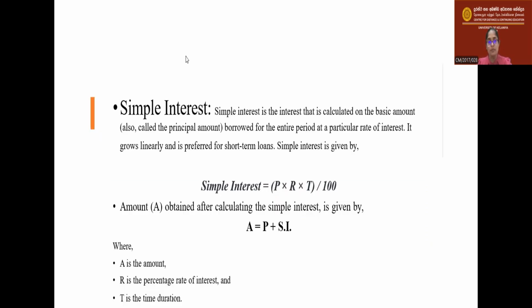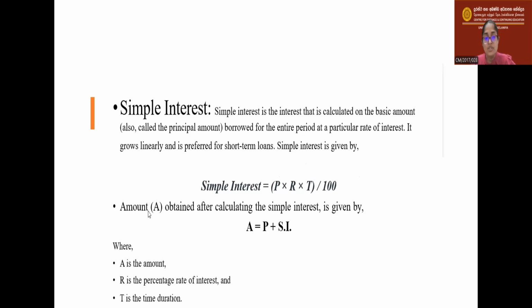Then only you can come up with the compound interest. Okay, so let's look at the formula. Simple interest is the interest calculated on the basic amount, which is called the principal amount or the initial amount borrowed, for the entire period at a particular rate of interest. It grows linearly, and is preferred for short-term loans. Simple interest is given by the formula: you take the principal P, the stipulated interest rate R given in the question, and the time duration T. Multiply all of them and then divide by 100.